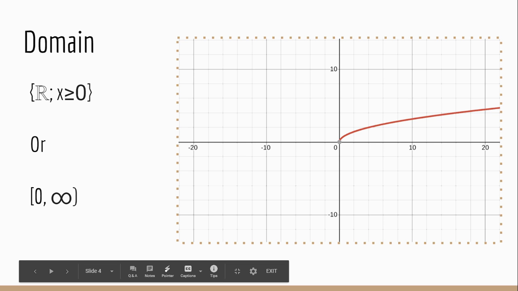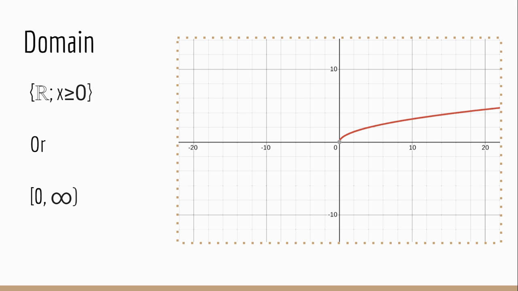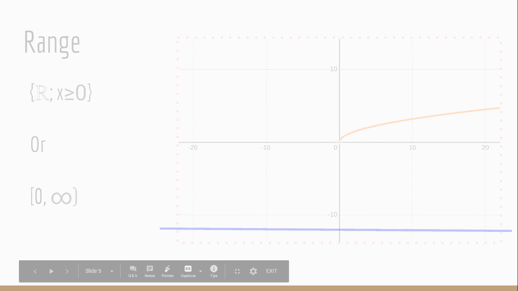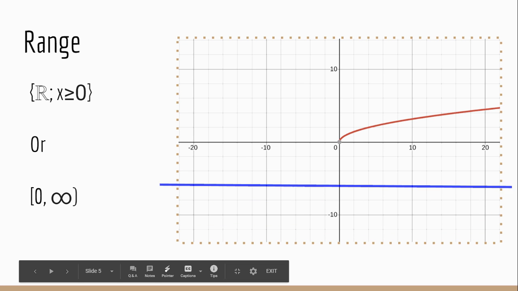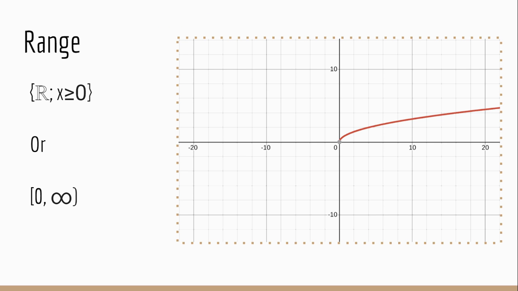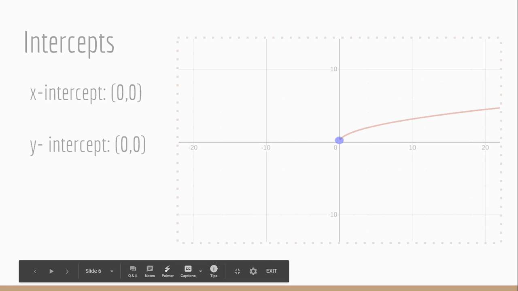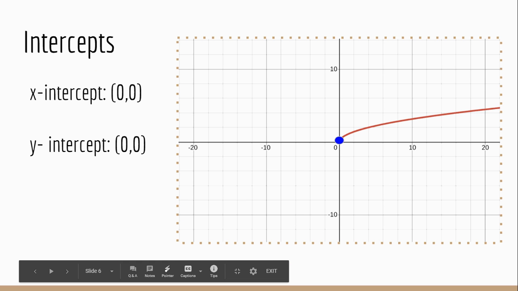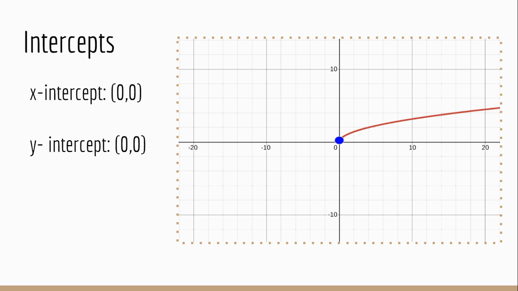It goes across from left to right, where you can find the domain, or you can write it as it goes from 0 to infinity. If you were to scan it out for the range, x has to be greater than or equal to 0, or hard bracket 0, infinity, soft bracket. For the intercepts, it's just the one intercept, 0, 0, for the x and y intercept.